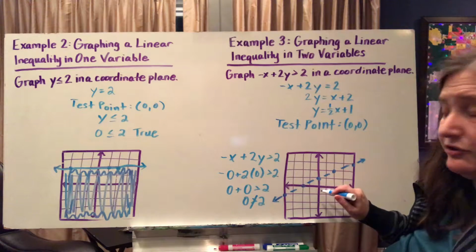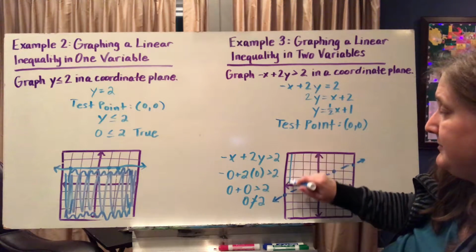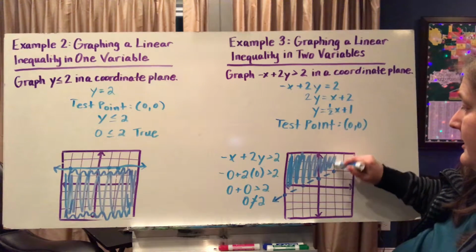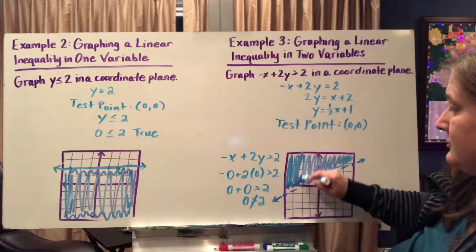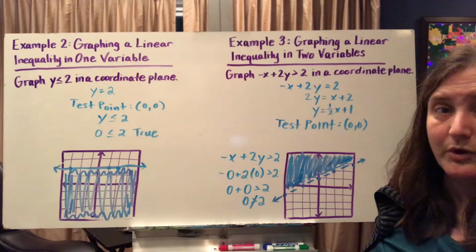So this time, 0, 0 is not a solution. So I'm not going to shade the half plane with 0, 0. I'm actually going to shade the opposite half plane. So everything up here is a solution. I could pick something up here and use it as a test point, and it would actually be a solution to my inequality.